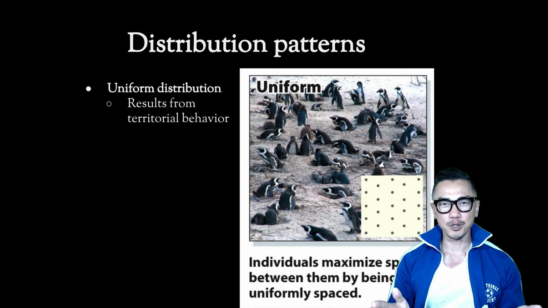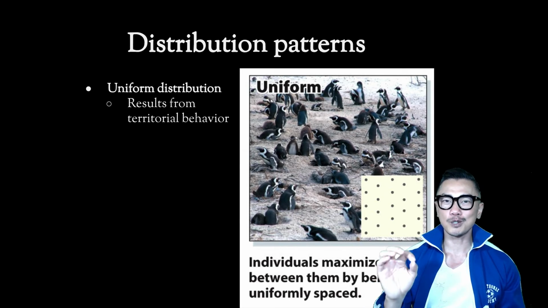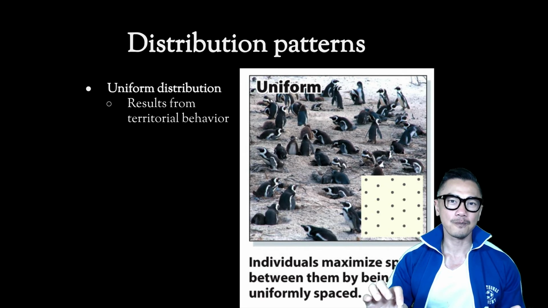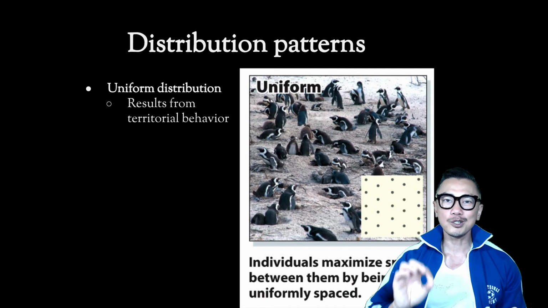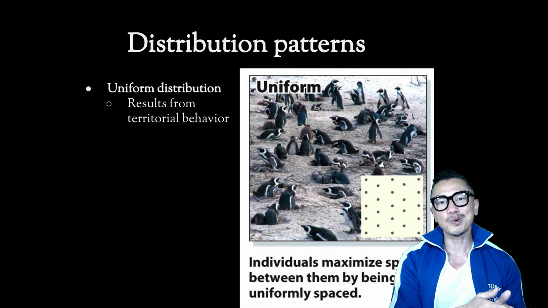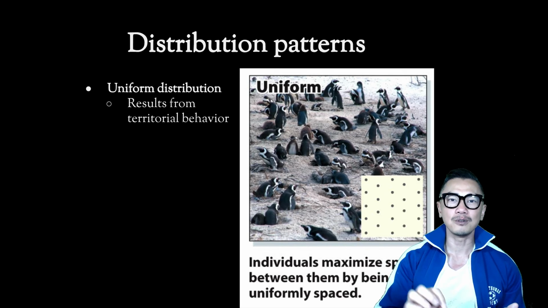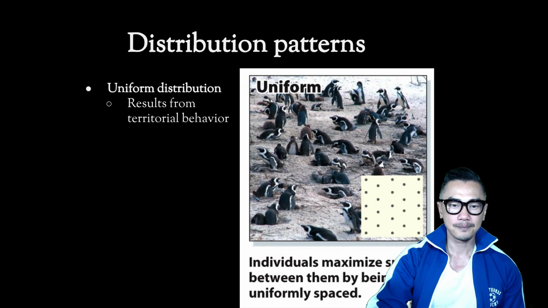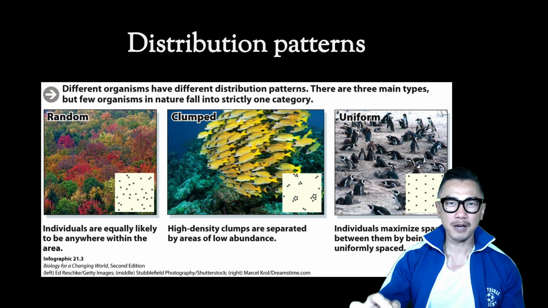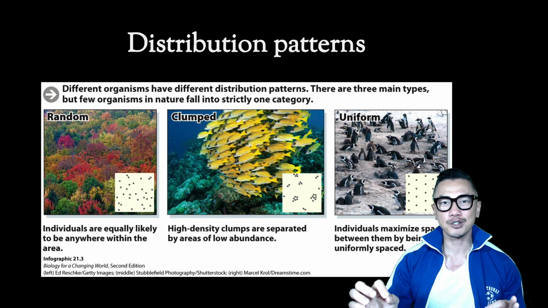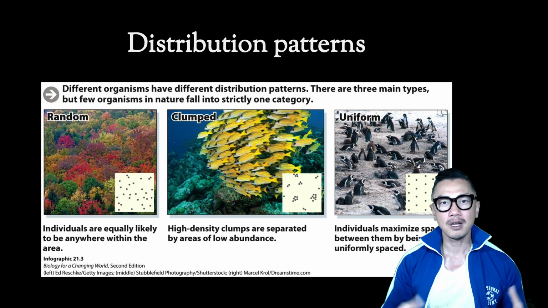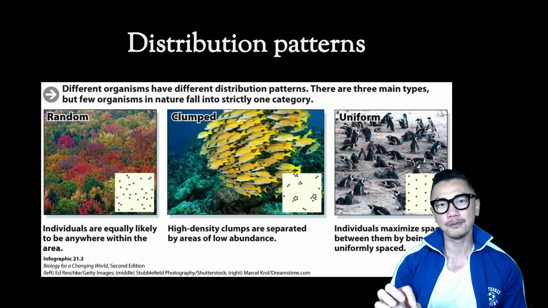In a uniform distribution, individuals will maximize the space between them by uniformly and evenly spacing each other out. You'll find organisms in a uniform distribution when there is territorial behavior. Nesting seabirds, like penguins, are often found uniformly distributed. This infographic summarizes the three main types of distribution patterns and gives an example for each. Trees in a random distribution, fish in a clumped distribution, and penguins in a uniform distribution.